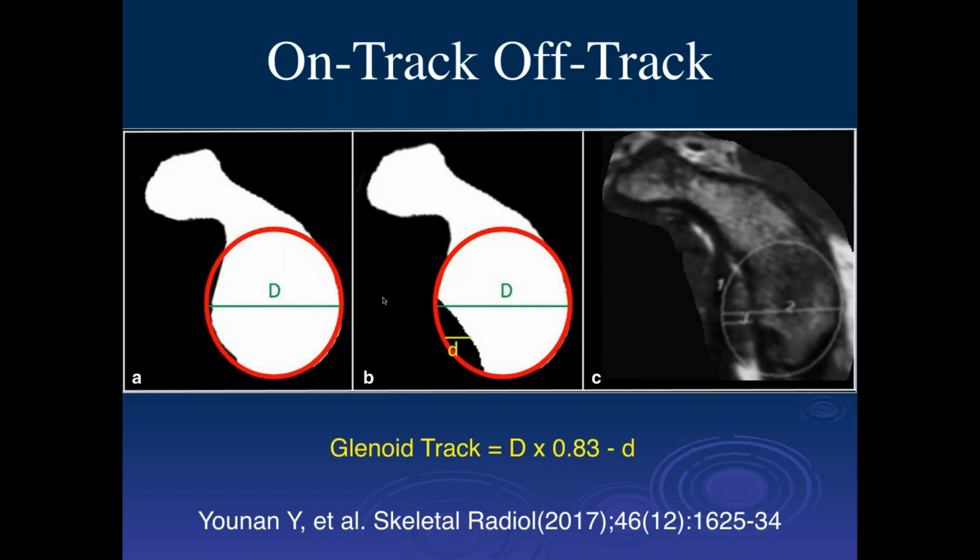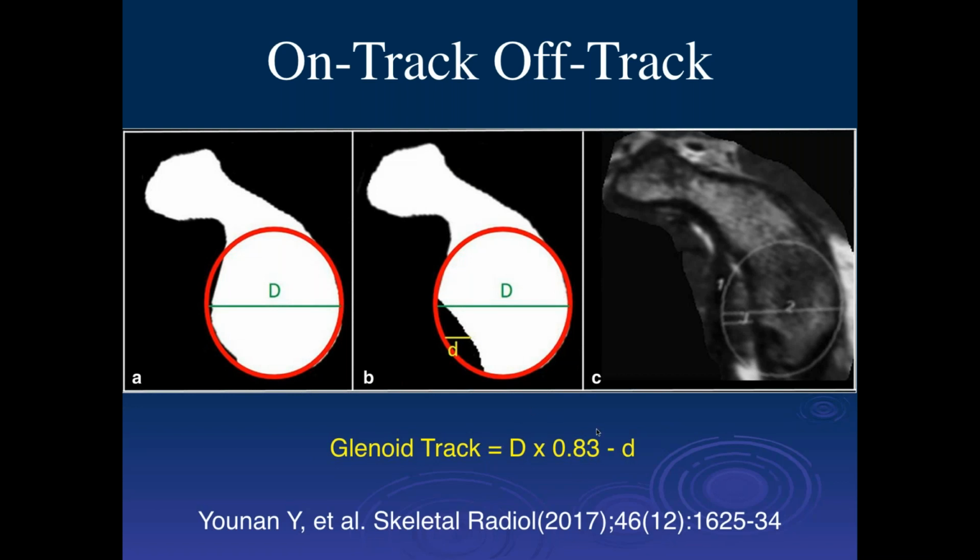So there are several papers. This is one recent one in Skeletal Radiology, and the way that they like to do this is take the sagittal images. You put a circle where the inferior part of the glenoid should be, and this is what it should look like. When you have a defect here, you have the defect here. So they then do a measurement of the diameter of the circle, and then in the axial plane, the maximum depth of the injury, of the defect in the bone. And you take D times 0.83 minus little d.